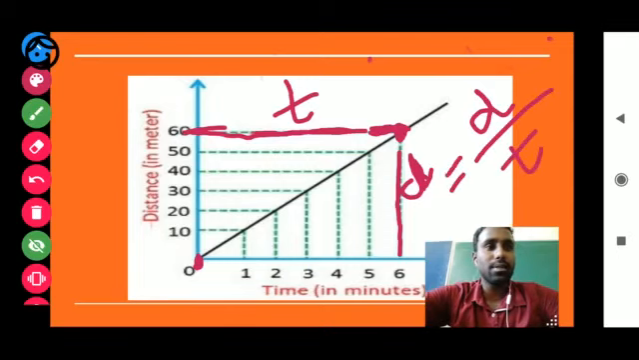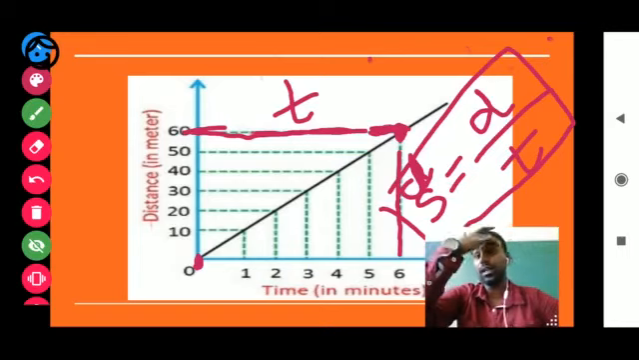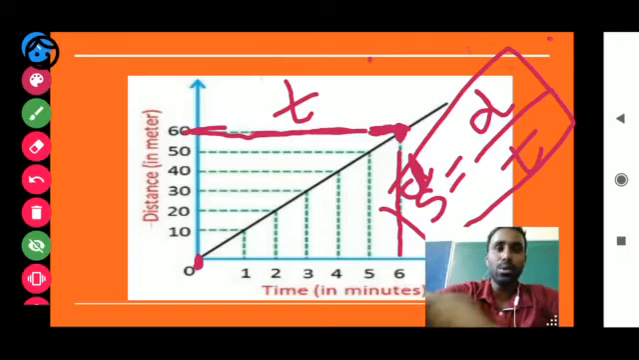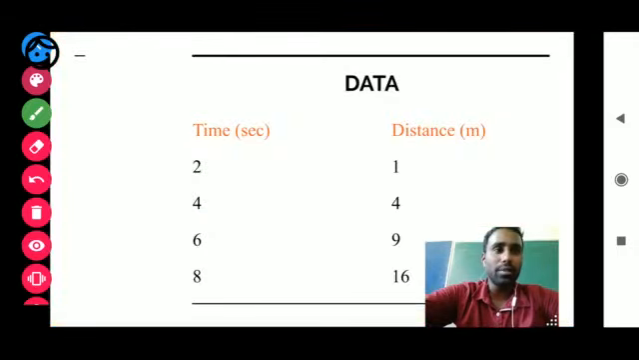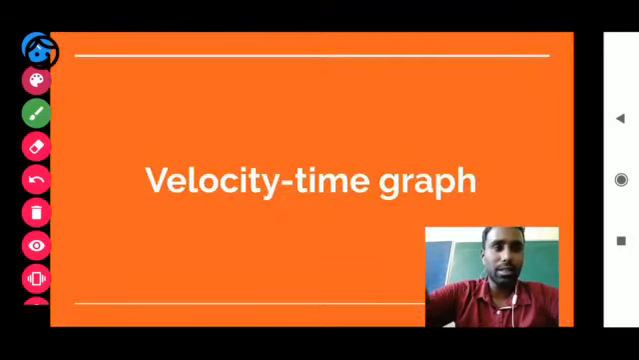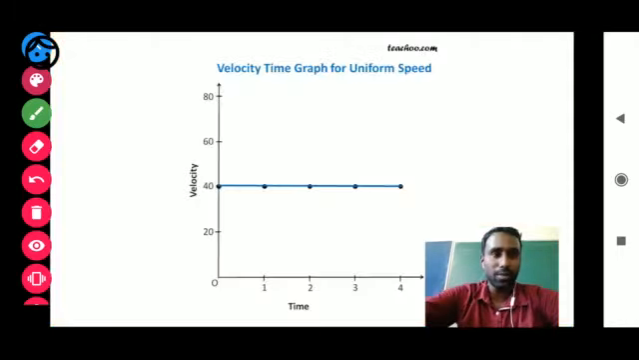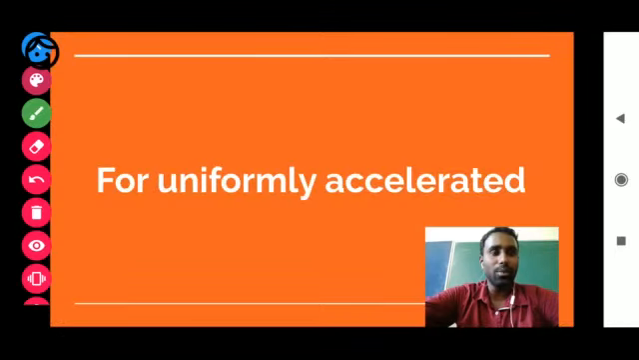Okay, so the next one, for non-uniform speed, the given data is this much. So for the velocity-time graph, in the same way, if it is going at constant speed, this much, and for uniformly accelerated, the given data is this much. From A to E, how much acceleration? From A to E, we have to find the slope, so ED divided by DA.